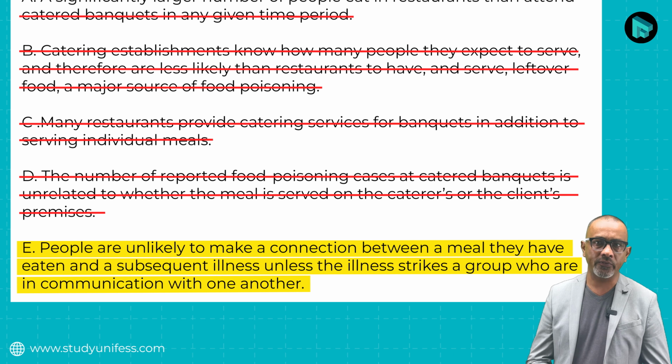In simple cause and effect, people who go to banquets communicate and are able to make a connection between a meal they have eaten and being sick later. So, banquets have more reports of food poisoning than restaurants, even though they are subject to stricter regulation than restaurants. This is how causation works in paradox questions.